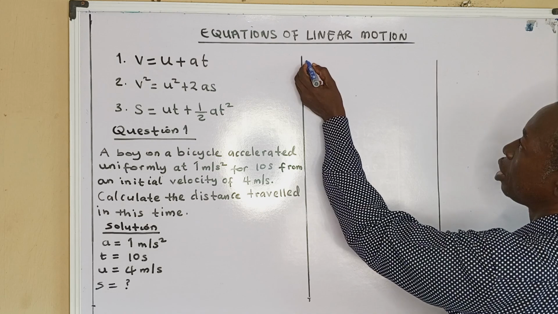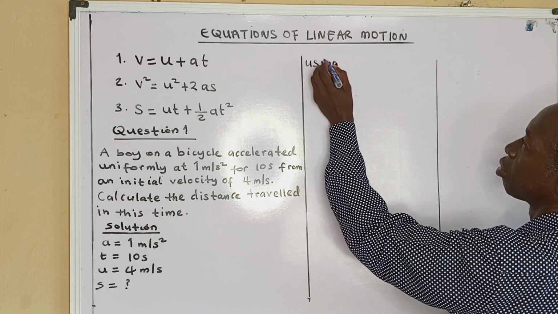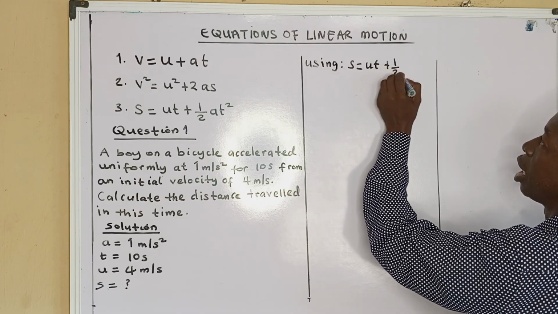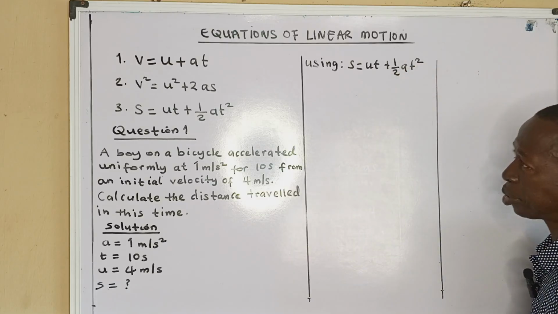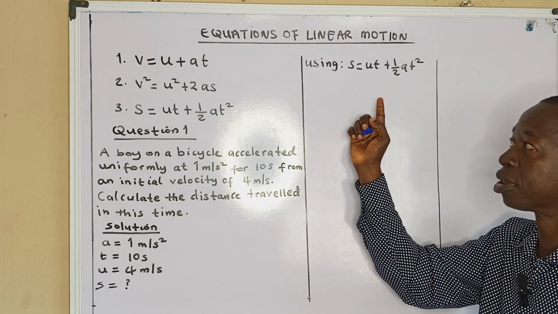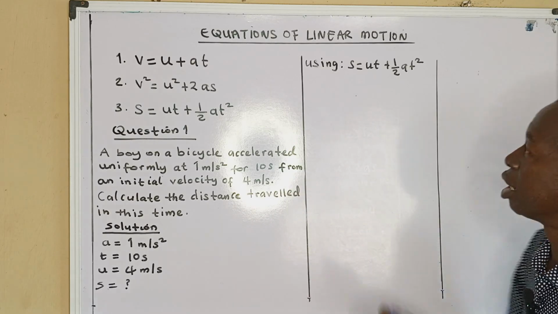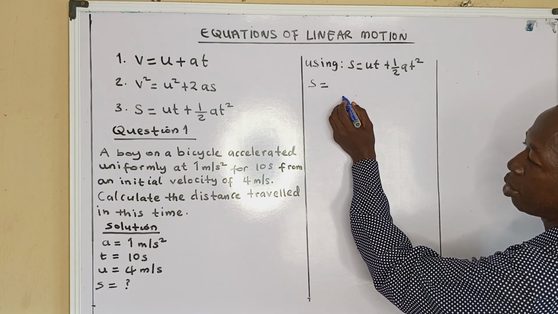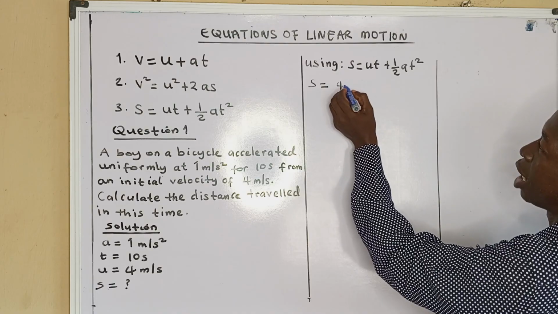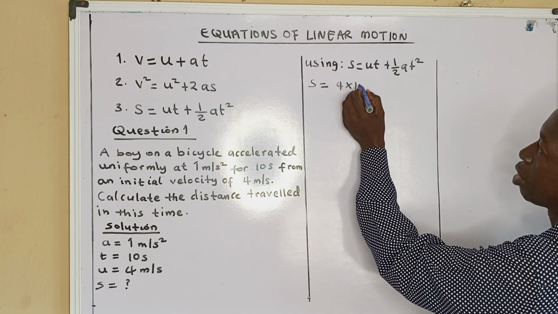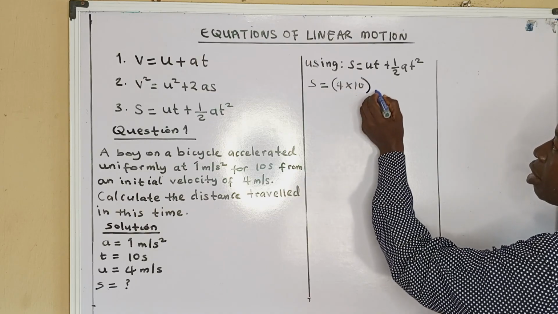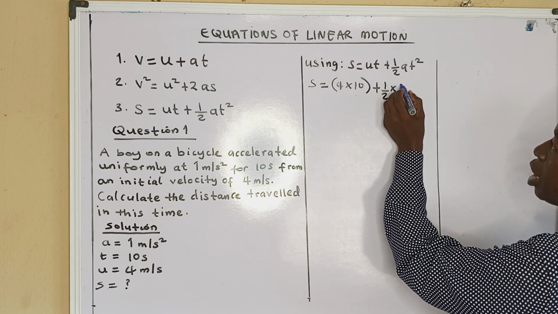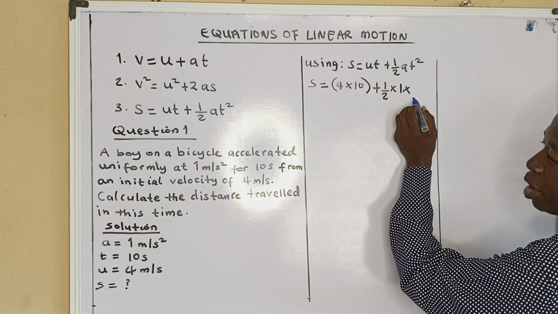So I will now say, using s equals ut plus half at squared, I will insert the values as have been given there. So let's look at that. s equals u. What is my u? My 4 times t. My t is 10. So close the bracket there. Then you add the plus half times a. a is 1. Then times t. t is 10.